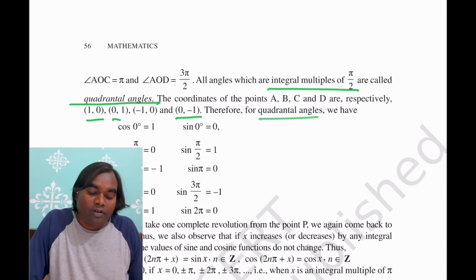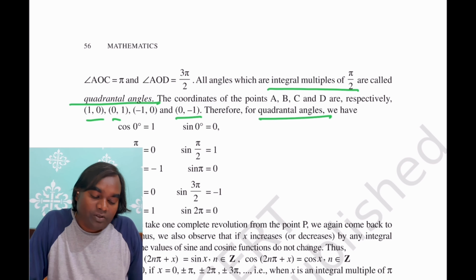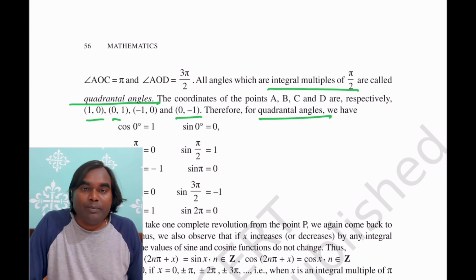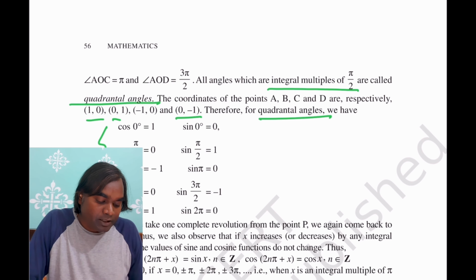Therefore, for quadrantal angles, we have cos 0 is equal to 1, sin 0 is equal to 0, cos pi by 2 is equal to 0, sin pi by 2 is equal to 1 and cos pi is equal to minus 1, sin pi is equal to 0. So you must remember these values.